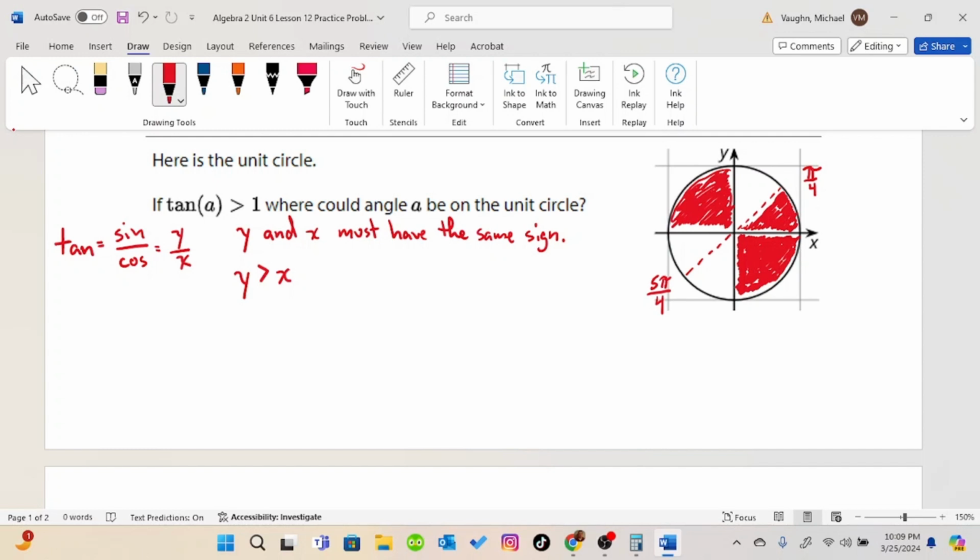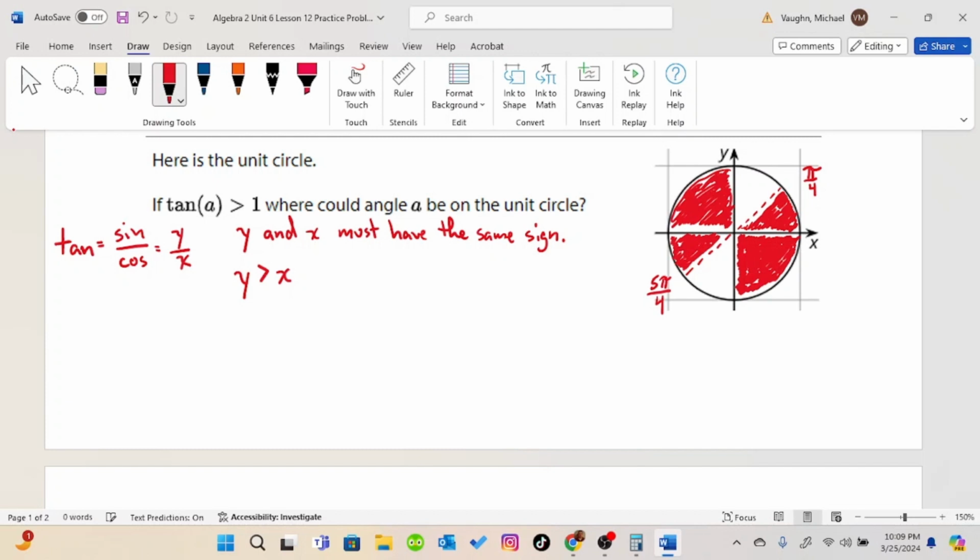And if we look over here, in the top half of quadrant 3, we're going to have a negative x that is bigger than the negative y, so that would cause it to be less than 1. So it can't be in this area.